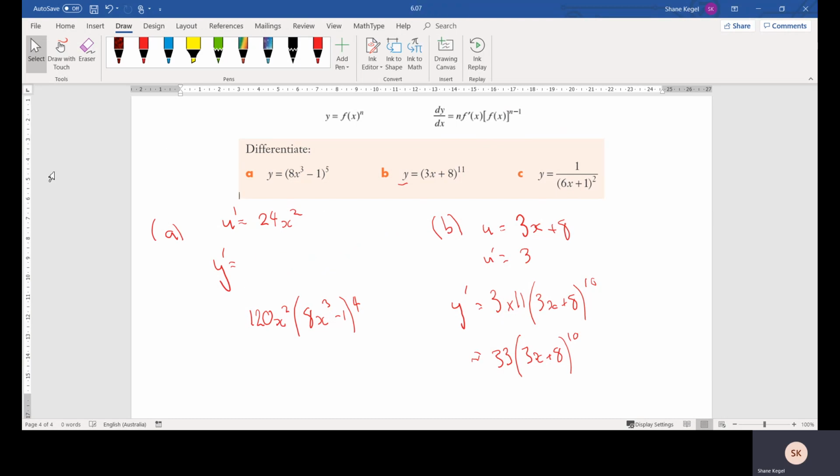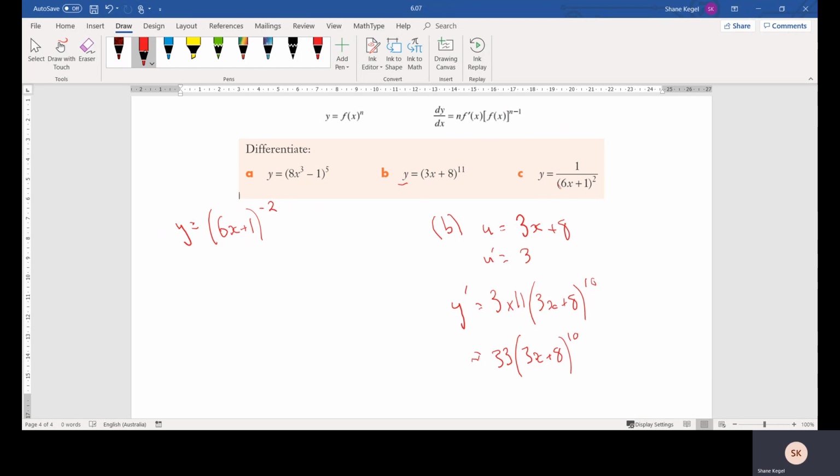Let's look at C now. So let's get rid of some of this working over here. Okay, part C. The fact that we're given 1 over something indicates that we need to swap it to have a negative power. So remember, 1 over just means a negative power. So let's rewrite y with a negative power. So y is 6x plus 1 squared and negative. So negative 2.